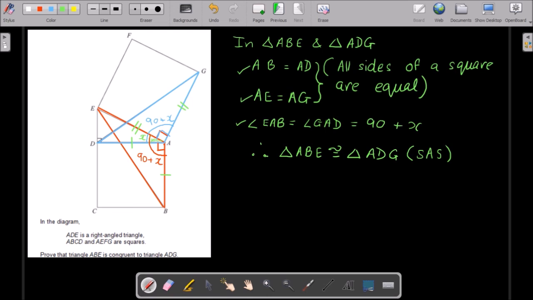And there we go. We have proven congruence.